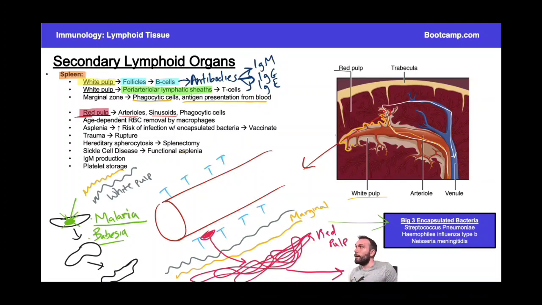Now, let's just take a step back here. I explained this part, but why, if you had your spleen removed, would you be at risk of these encapsulated bacteria?